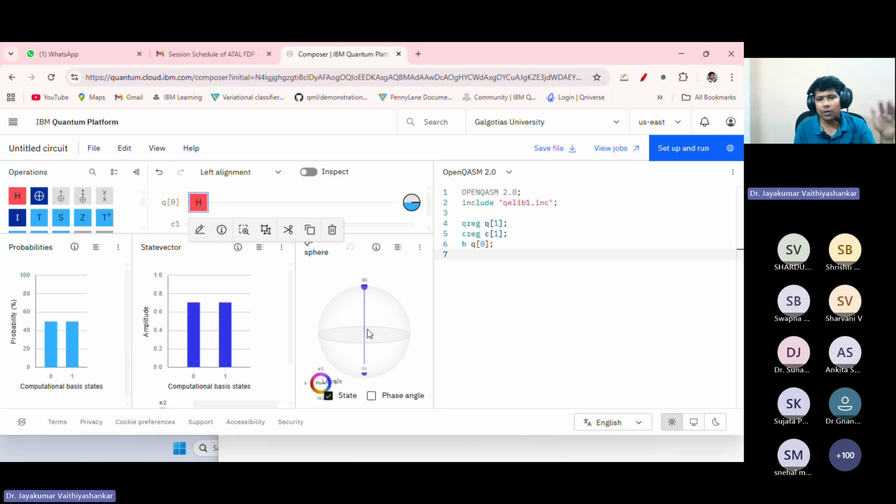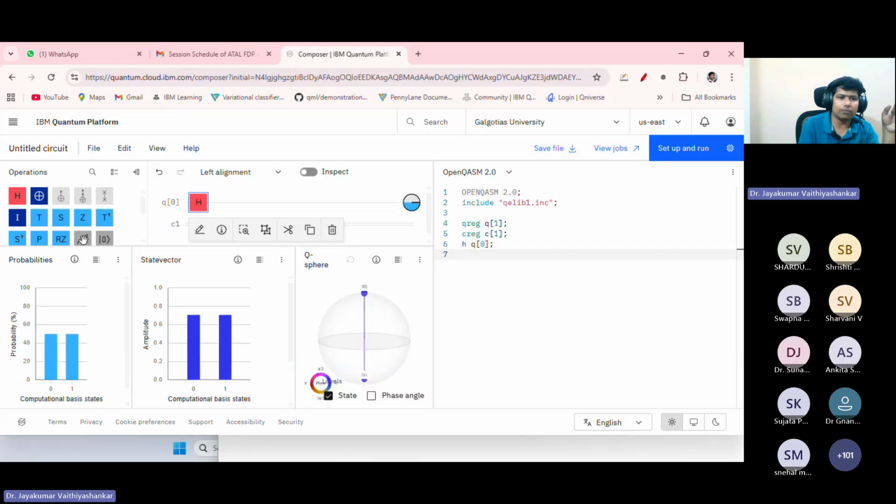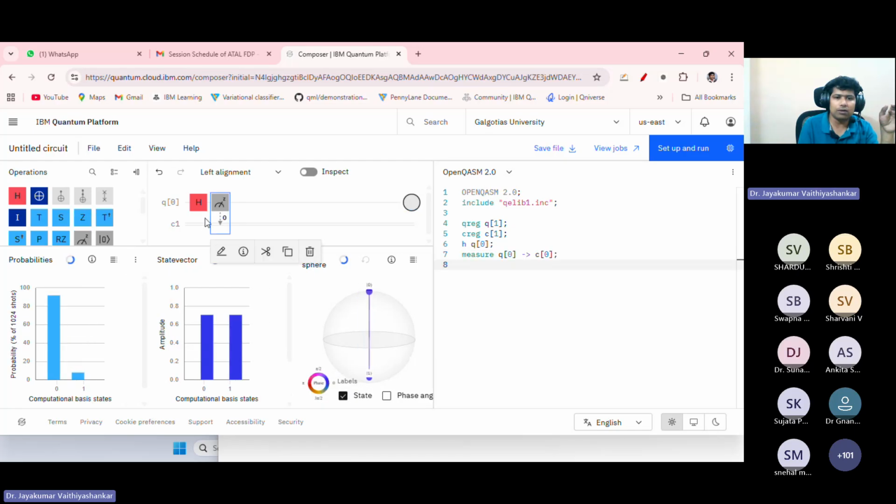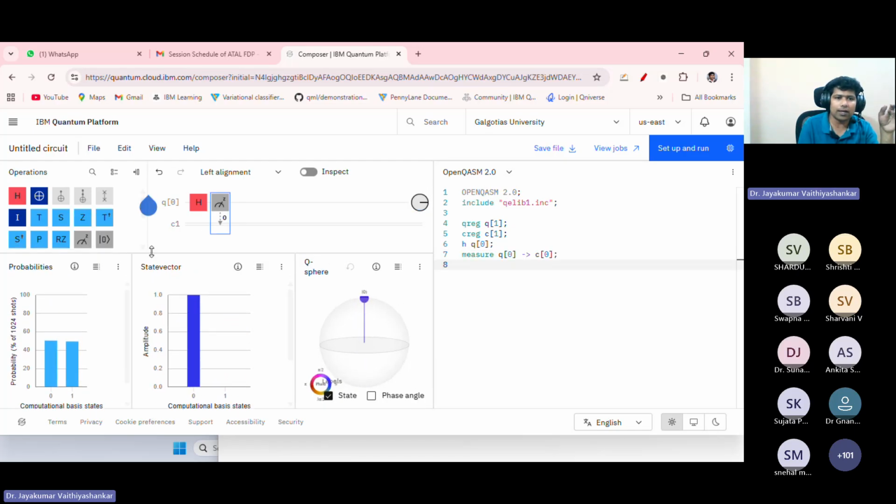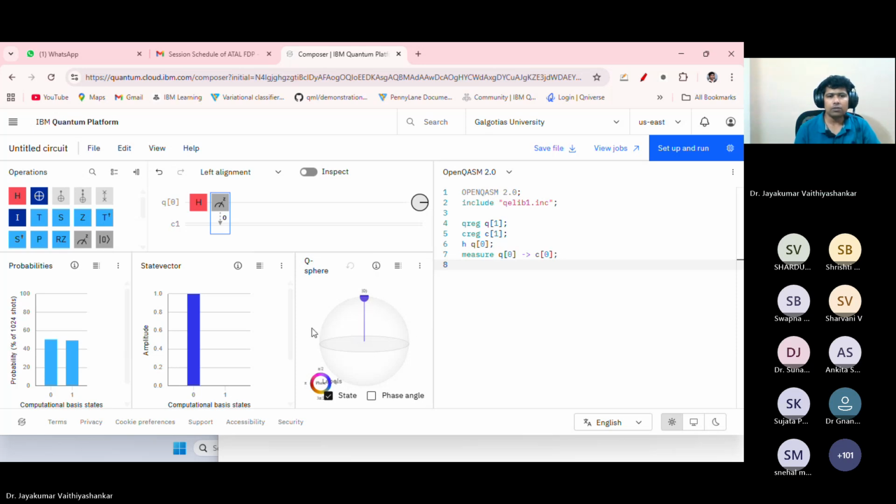In classical computing, you don't have any comparison to the Hadamard gate. To get information from this, you need to drag and drop this measurement gate. All of you, drag and drop this measurement gate. Once you do, the superposition state will collapse. You'll get only one possible outcome, either 0 or 1. This is how we are able to create a quantum circuit and get information in classical data form.